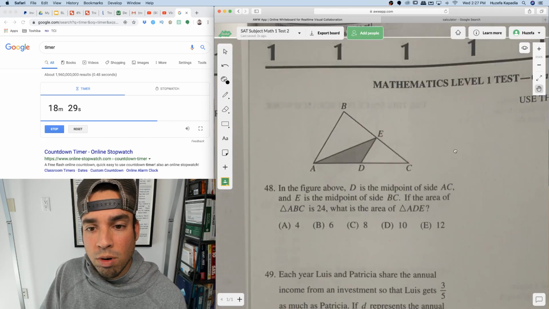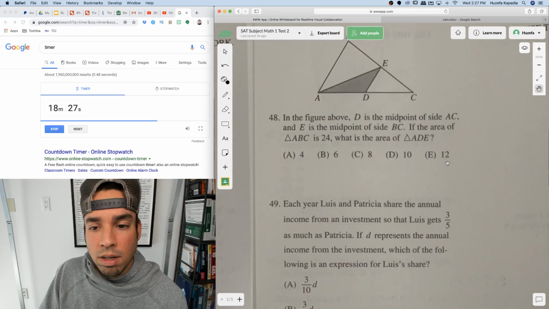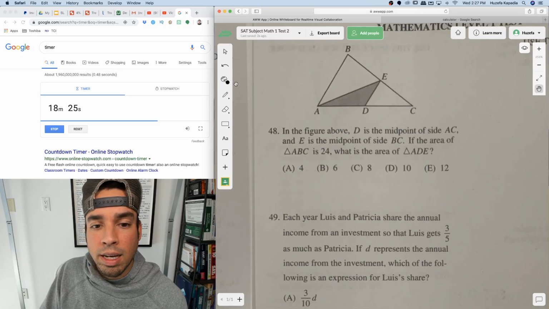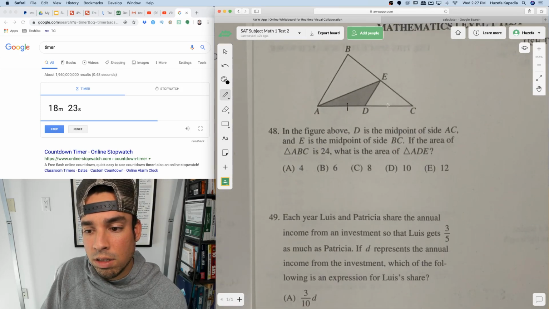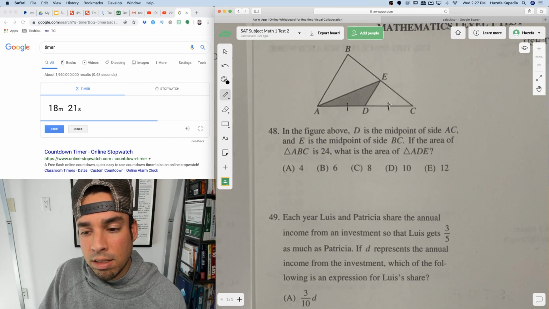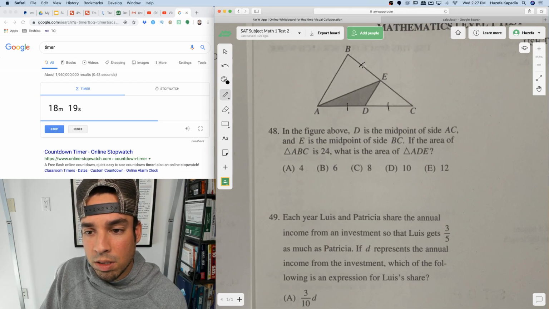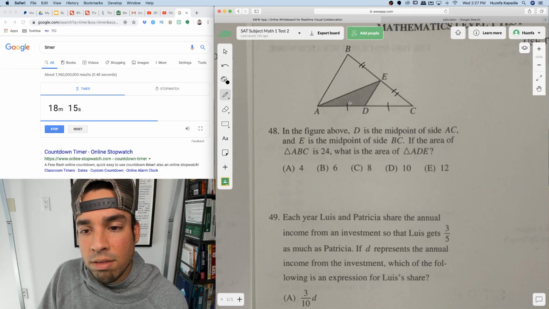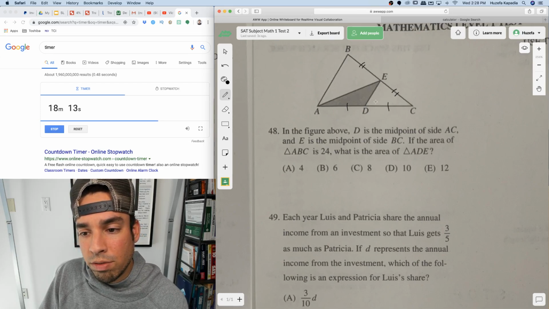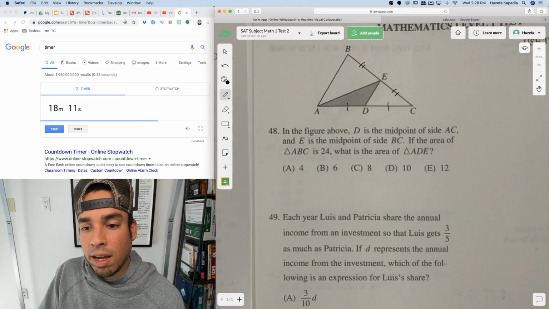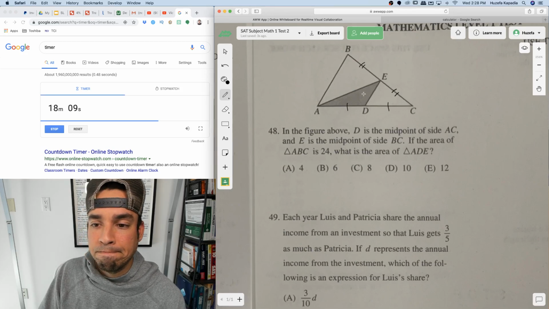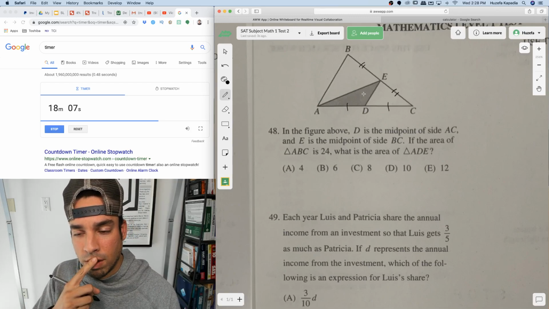Okay, 3 problems left. 48. In the figure above, D is the midpoint of side AC, meaning this and this are equal, and E is the midpoint of side BC. That means this and this are equal. Always marking up the diagram. If the area of ABC is 24, the whole thing is 24, what is the area of ADE? Think about this.